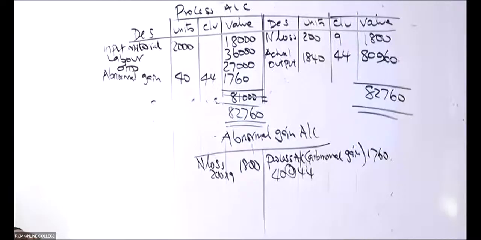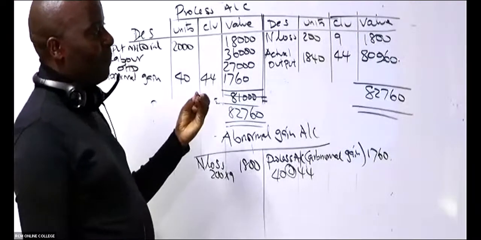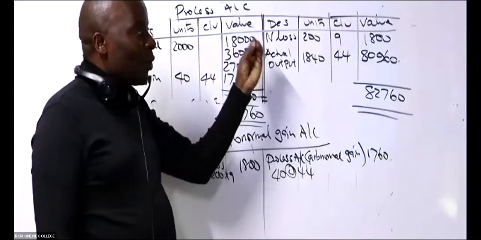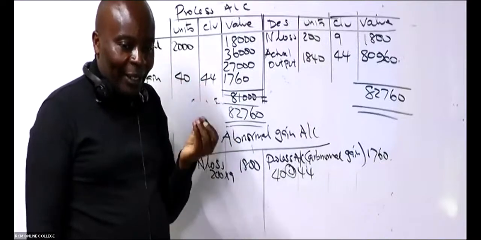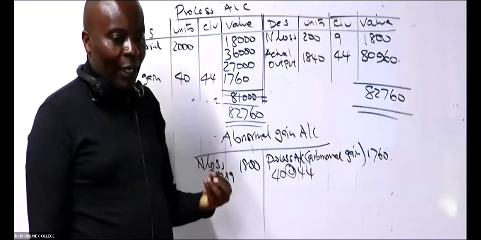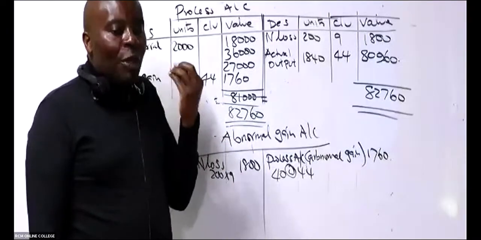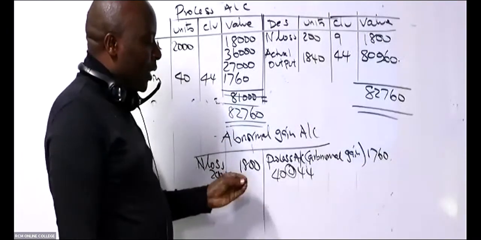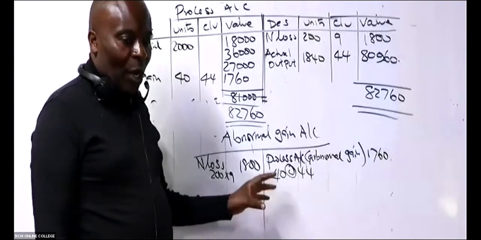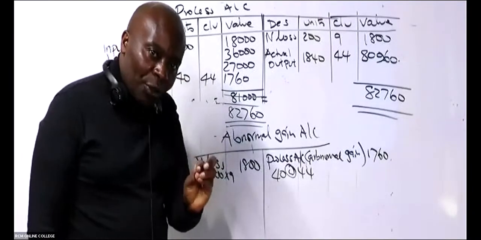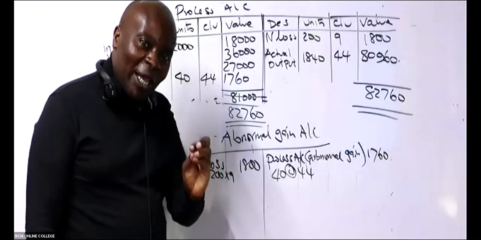Now, ladies and gentlemen, you have to be a very, very bright student. You see, we expected to lose how many units? We expected to lose 200 units. But something miraculous has happened. We've been able to save through an abnormal gain. How many units here? 40. So out of 200 expected loss, there is an abnormal gain of 40.